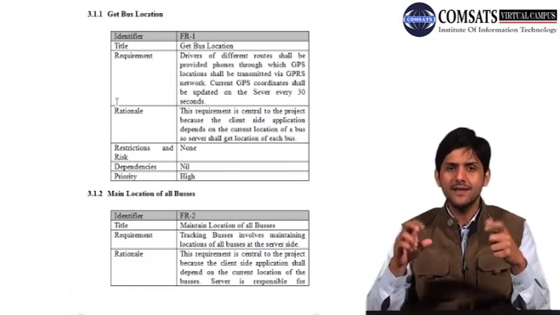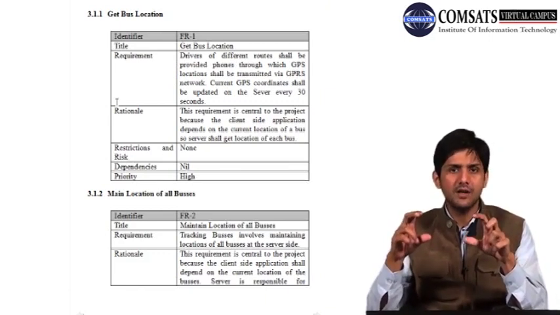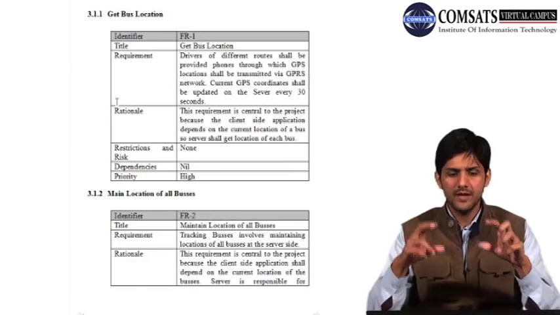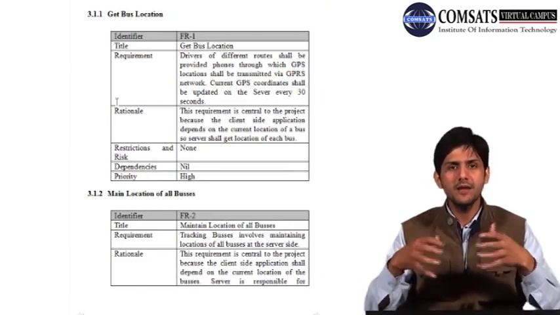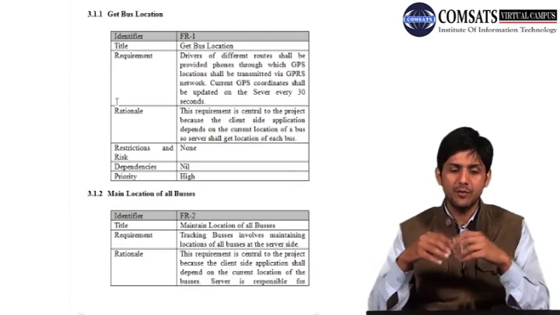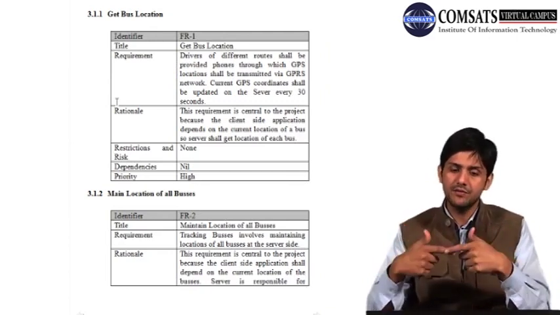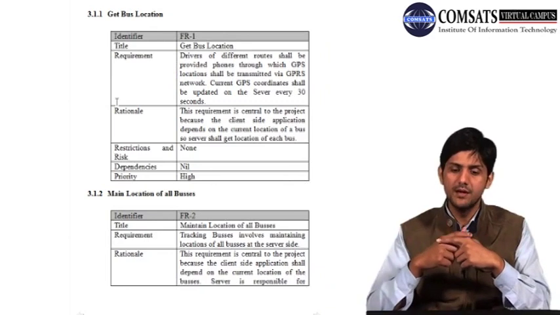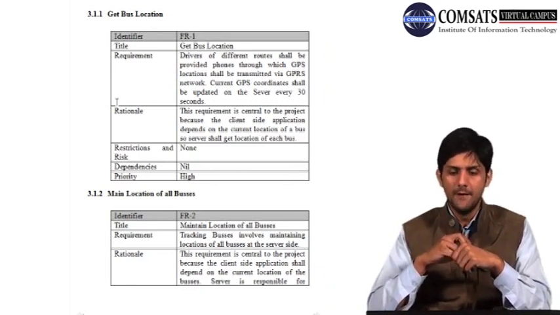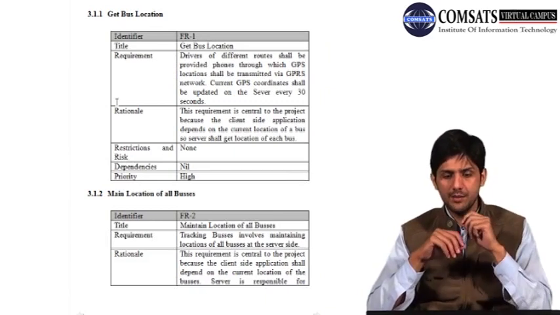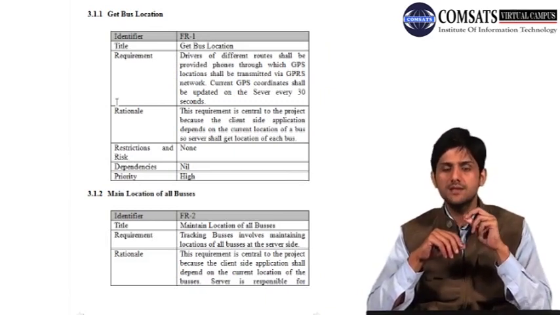As I said, that can be the only thing that we have in a requirement document for each requirement. But in this tabular form, we are adding some more information because we want to gain a better understanding of each requirement. So what was the requirement text? That the drivers of different routes shall be provided phones through which GPS locations shall be transmitted via GPRS network. Current GPS coordinates shall be updated on the server every 30 seconds.